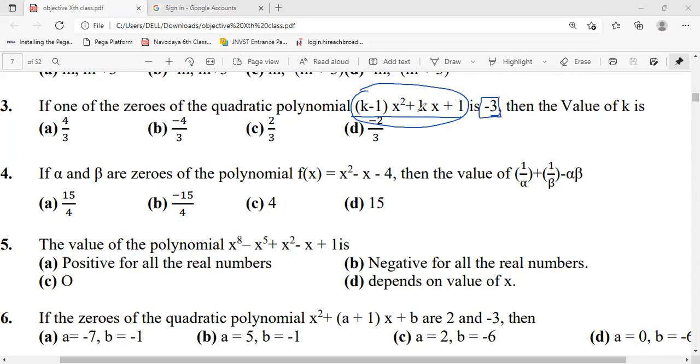I said already, zero of the polynomial means we have to substitute in place of x, then the total polynomial answer is equal to 0. Like that value is called zero of the polynomial. Here they are saying minus 3 is the zero of the polynomial. That means if you substitute minus 3 in place of x, then total equation will become equal to 0. So indirectly they said that, okay, we will substitute minus 3 in place of x.